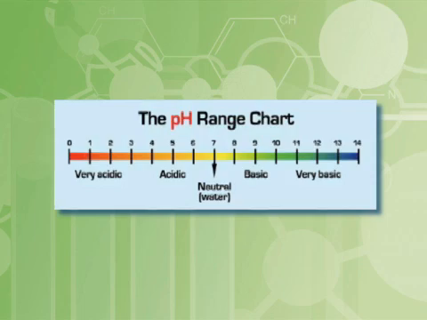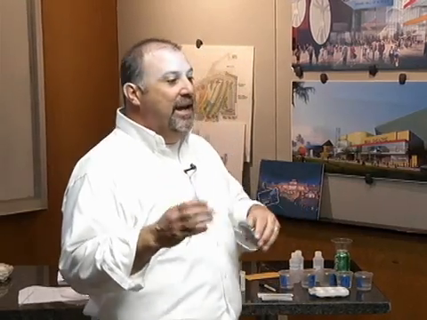Now, right in the middle is what we call neutral. It is neither acidic nor basic. It's right in the middle. Water tends to be neutral. Milk tends to be neutral. Those things are kind of right down the middle, and those would have a pH level of about 7 for neutral.